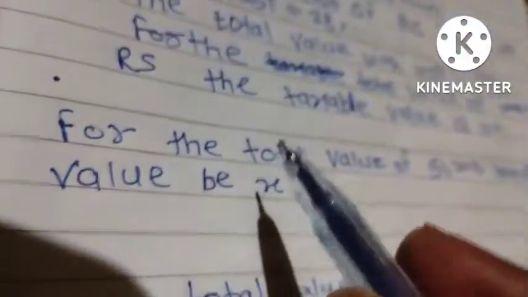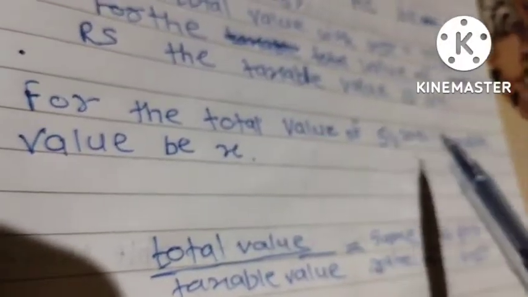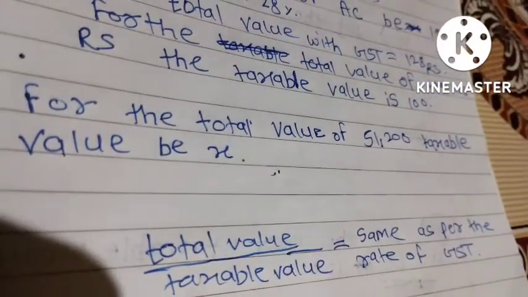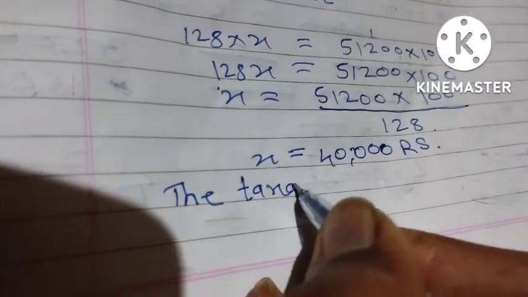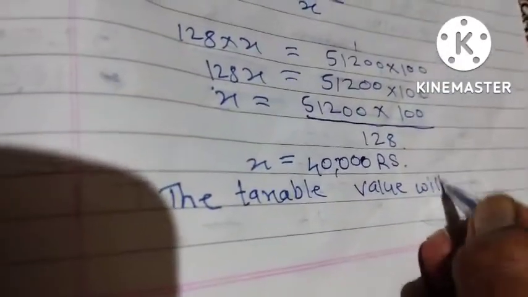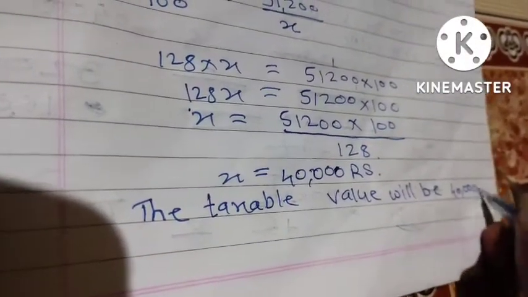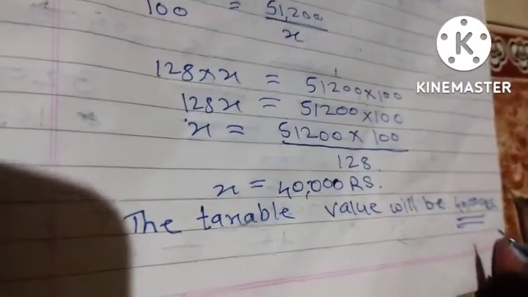So in the starting we considered that for the value of 51,200, the taxable value is X. So the value of X is 40,000 rupees. Therefore the taxable value will be 40,000 rupees. So let's move on to the next question.